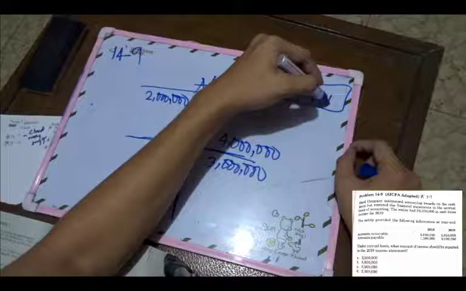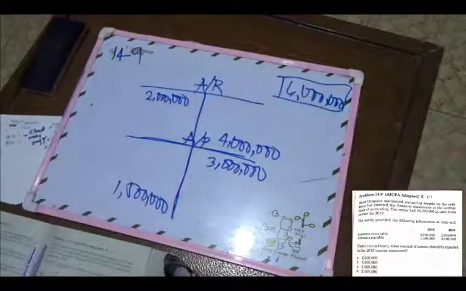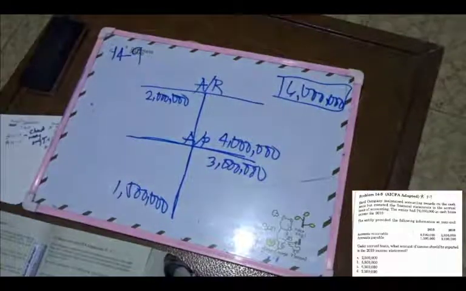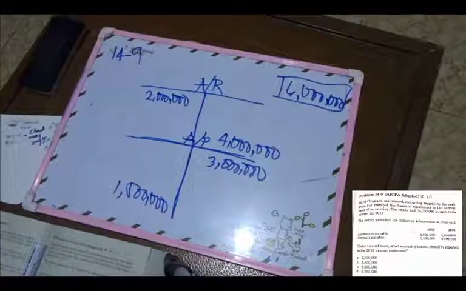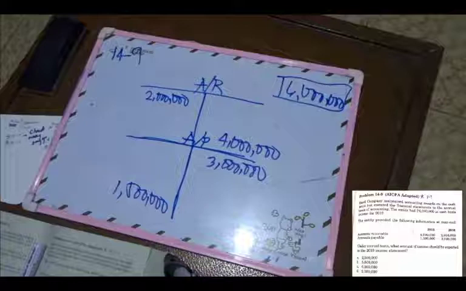Cash basis income, 6 million. Now remember, under cash basis of accounting, income is recorded when cash is received. That means this 6 million is a cash receipt. So if you're going to relate it between AR and AP, you can most likely relate it with AR. Cash receipt meaning cash collection.